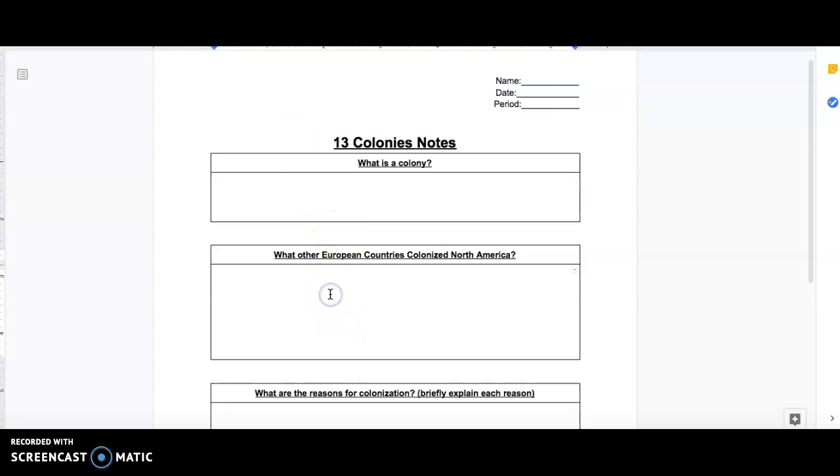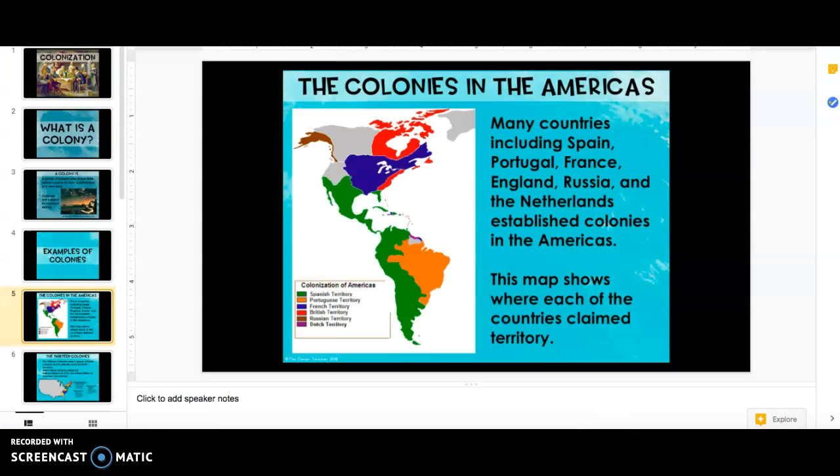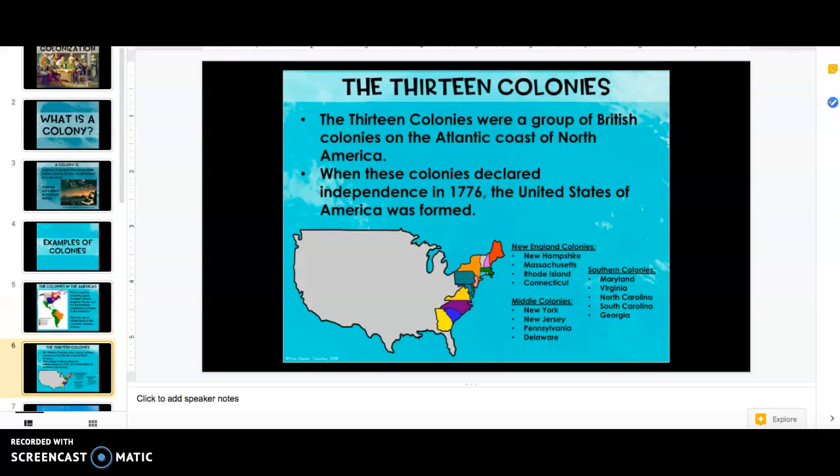So here we have our answer to our second question. What other European countries colonized North America? We just went over that on slide 5. Slide 6 is just a little more information about the 13 colonies.